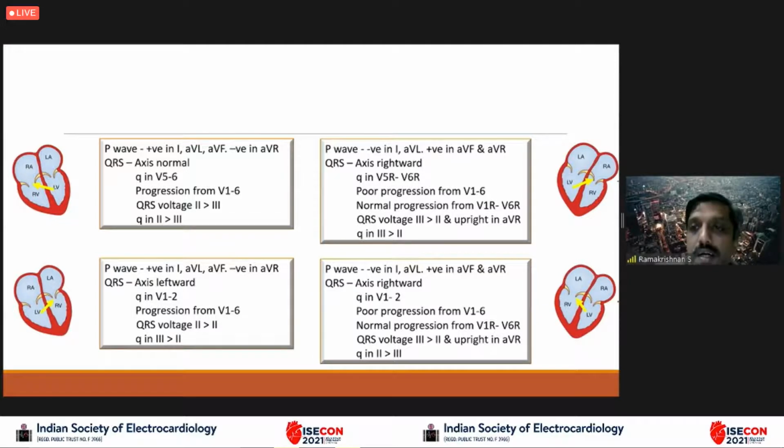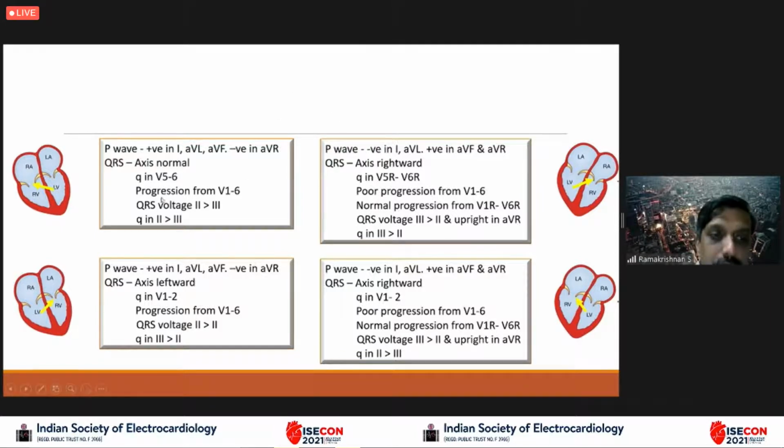But if you take the right-sided leads, there will be a normal progression from V1 to V6, and the QRS voltage will be 3 greater than 2, and there will be upright QRS in AVR, and Q will be more in 3 than 2. So this is like situs inversus mirror image dextrocardia.